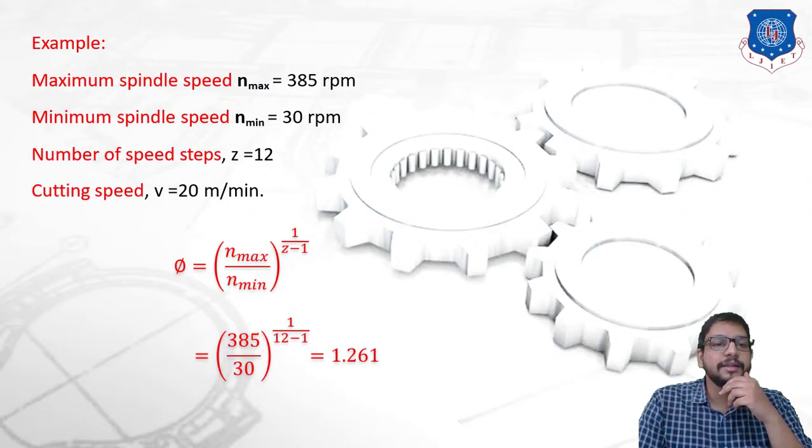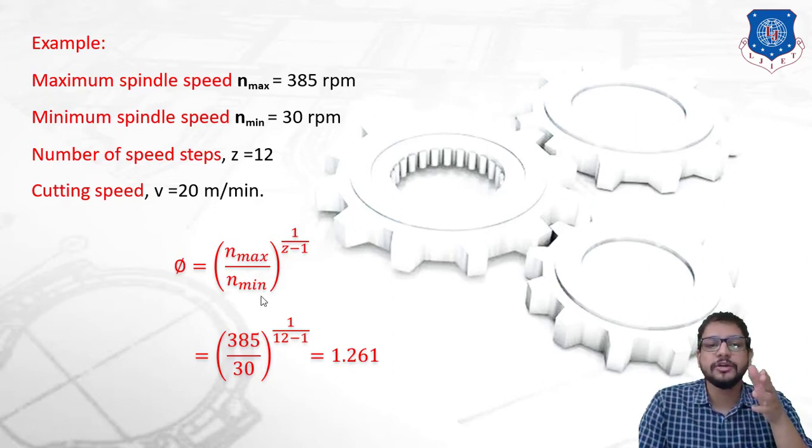I have taken an example. Let's say the maximum spindle speed is n max, that is 385 rpm, and the minimum spindle speed is n min, that is 30 rpm. Now the number of speed steps z is equal to 12, which means it is a 12 speed gearbox. Let's say the cutting speed given is v is equal to 20 meter per minute. As we have determined the generalized equation, phi is equal to n max by n min raised to 1 upon z minus 1.